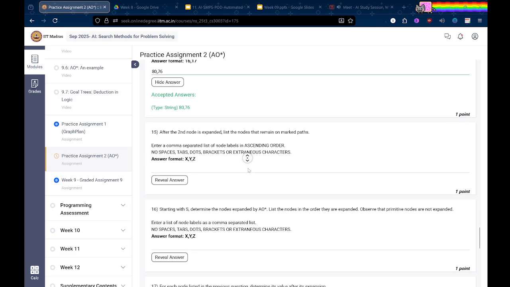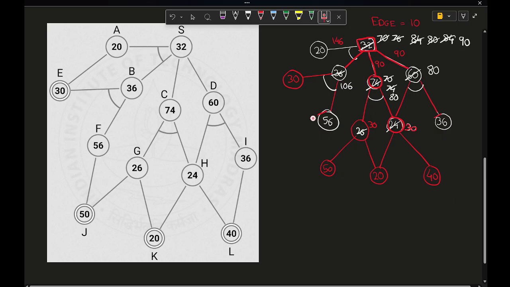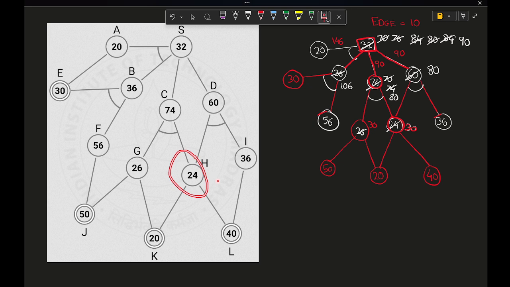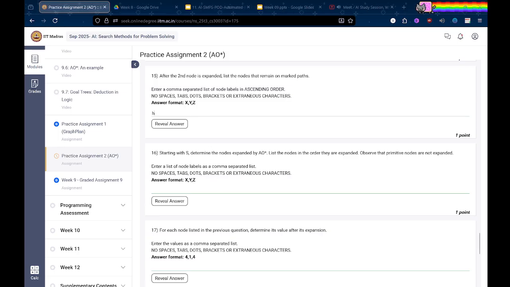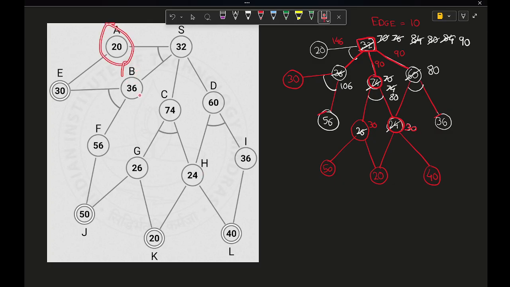After the second node is expanded, list the nodes that remain on the marked path. So after this is expanded, what are the nodes that remain on the marked path? H remains, that's it. Only H. No, count everything for some reason. Okay, this is a confusing thing for me, because in the previous one we did not count A, now we are counting B. Okay, yeah, that makes sense, I did not count A.